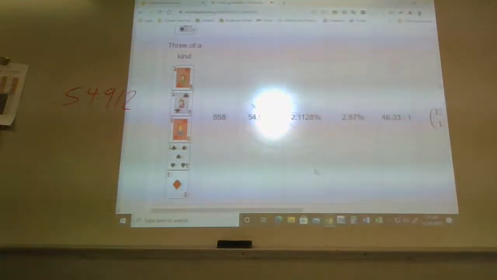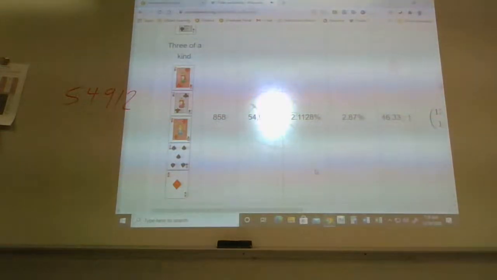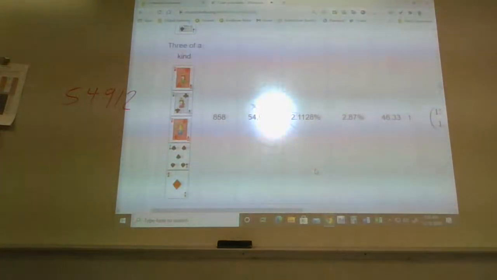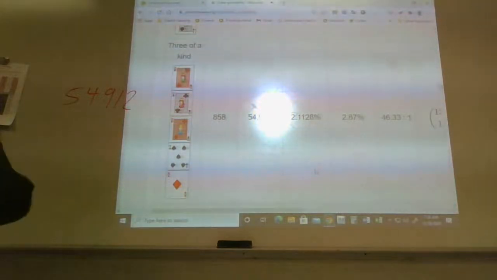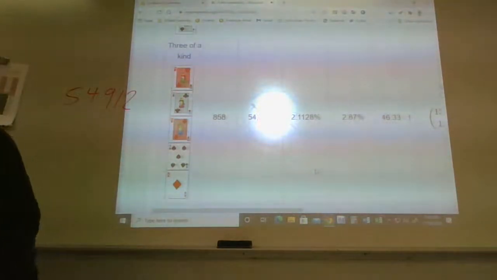So you do have your notebooks out and open, and I do see some of you have your Chromebooks out and open. Please make sure you do also have your Chromebooks out and open, because I want to make sure you see how to utilize the NCR function in your calculator.